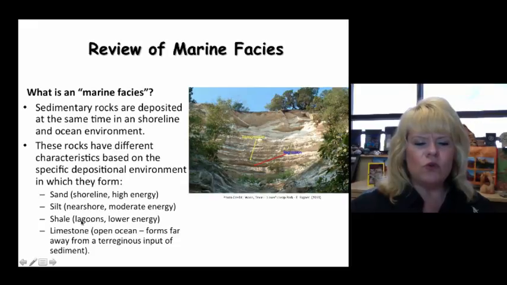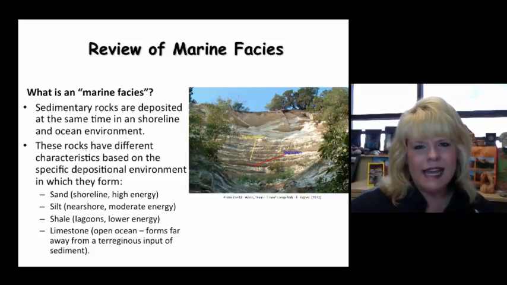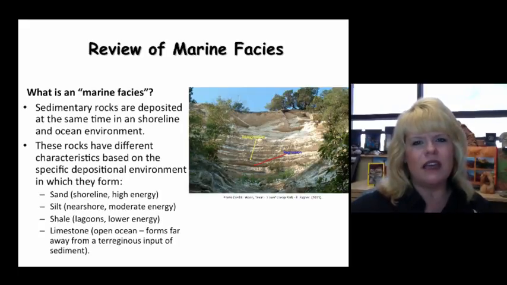Shale is lagoons, and those are going to be lower energy rocks, so you're going to start to make a finer grained settling out. It's like comparing sugar to Splenda. And then far away from any terrigenous input, you can hardly make anything but a carbonate rock known as limestone.